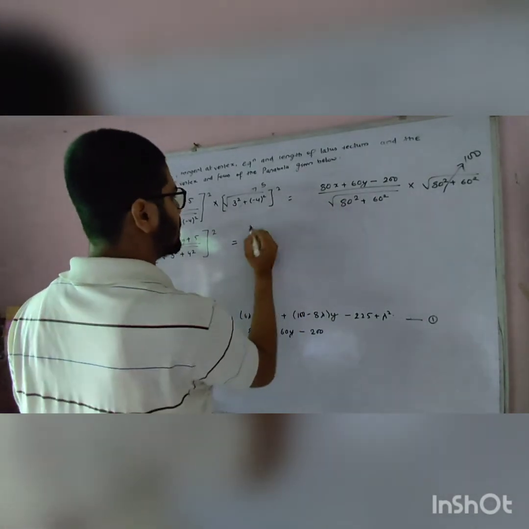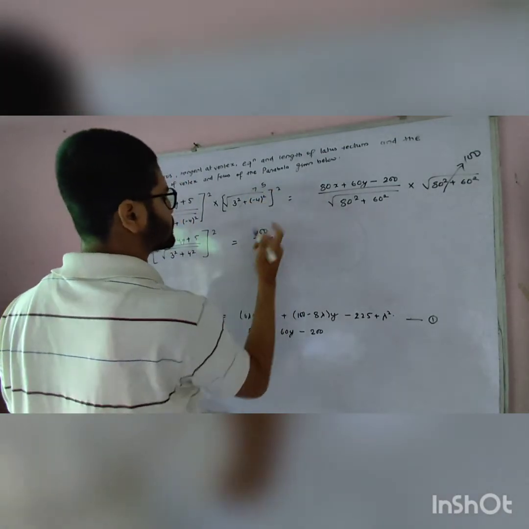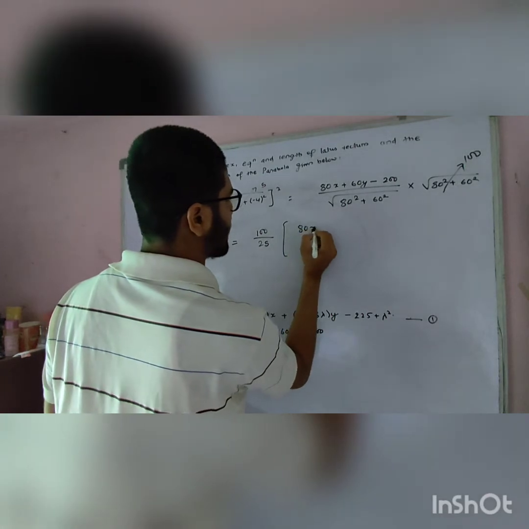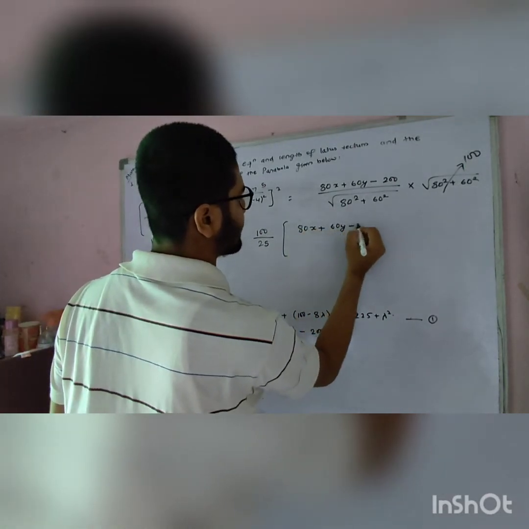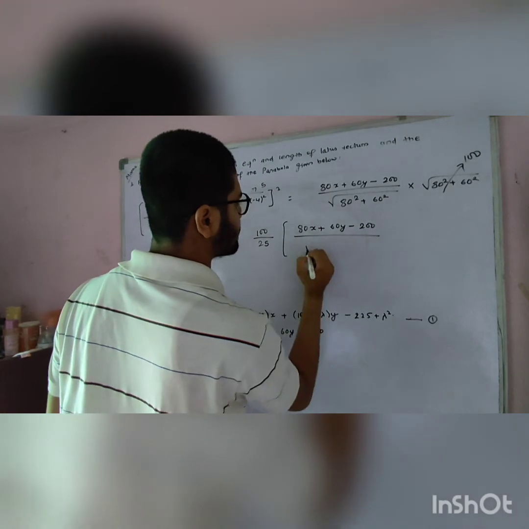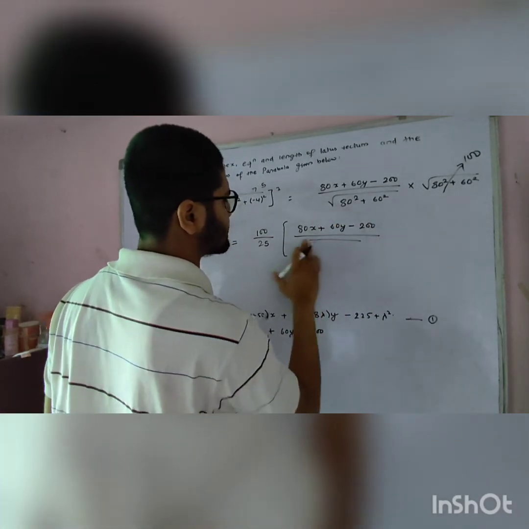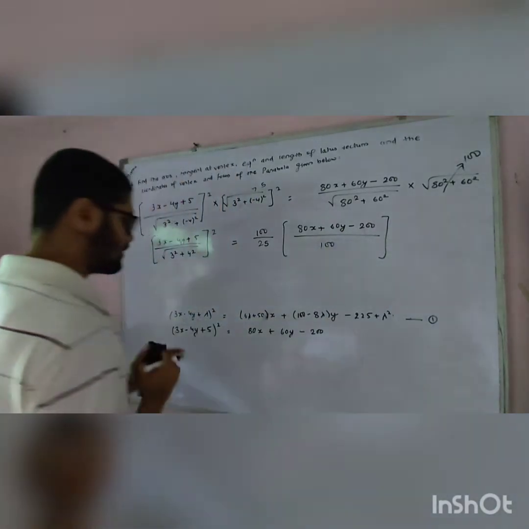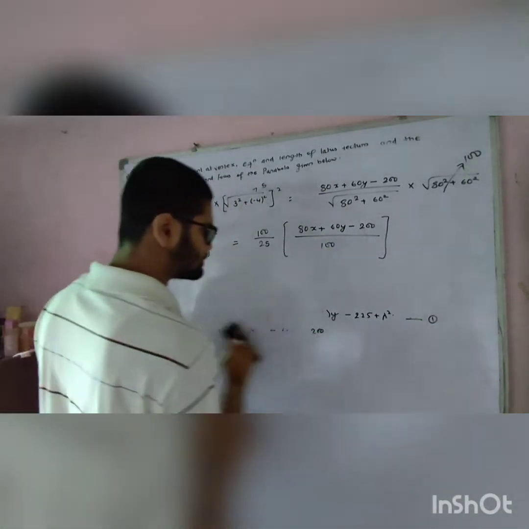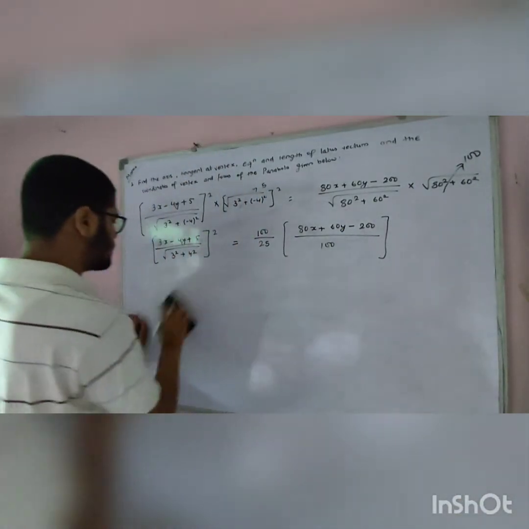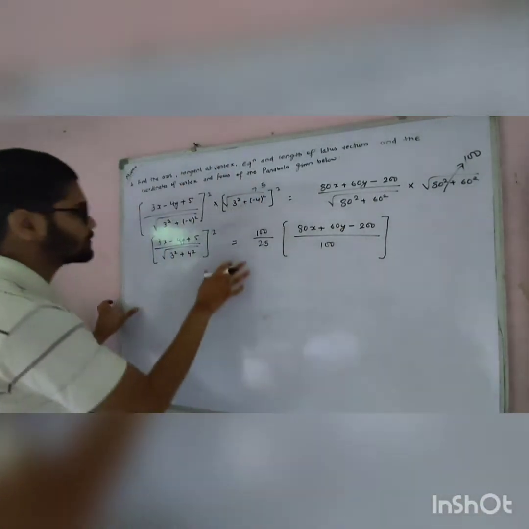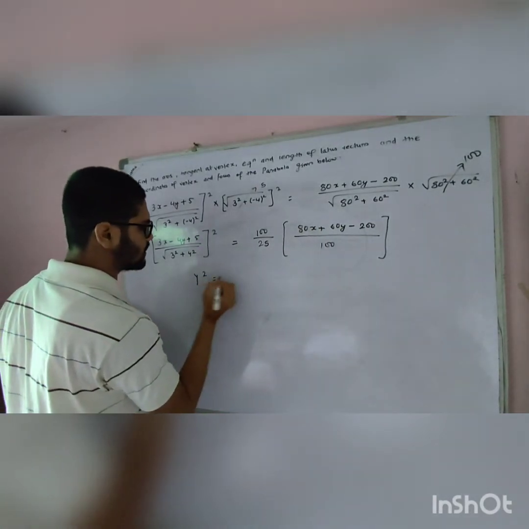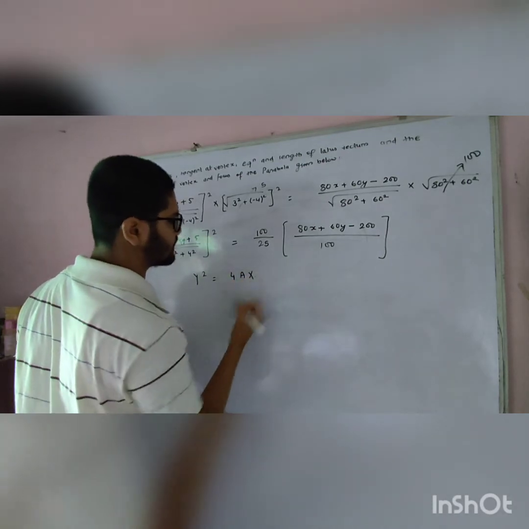Finally we will get 100 by 5 square, which is 25, and this remaining term, 80x plus 60y minus 200 by root under, so I'm simply writing this as 100 by 100. No need of this equation. So we got the equation which is comparable to the standard form, that is y square equals 4ax.